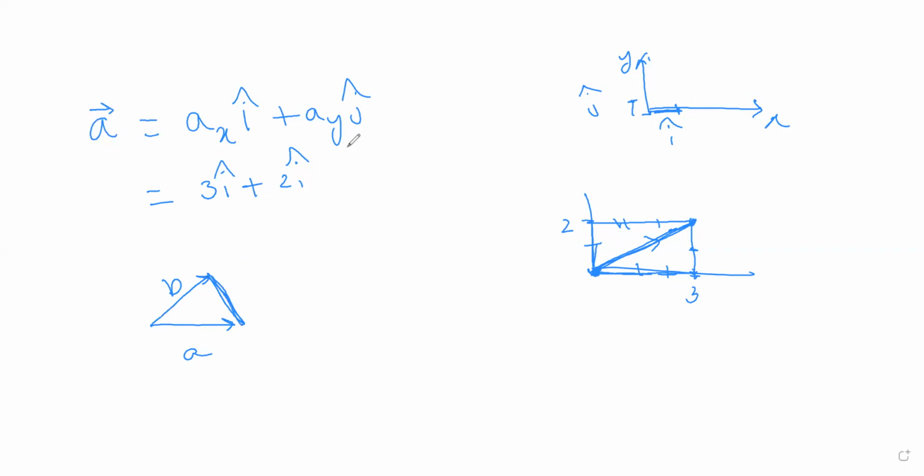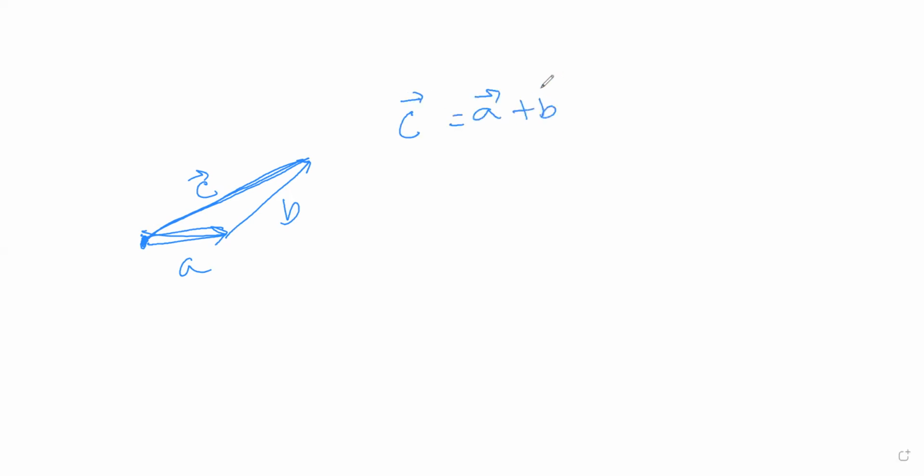So how can we add our two vectors? If we have one vector A and another vector B, how do we add? We add from a starting position to an end position. So we state for this, this will be our summation C. So the C vector will be the summation A plus B.